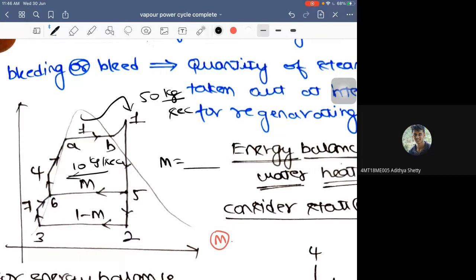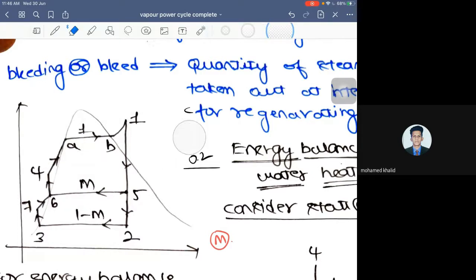Okay. Is that clear? Yes, sir. Good. Now, why do we require the value of M? There is one more concept. Whenever there is a problem on regeneration, you should always focus on this particular state, which is state number 6. It is the feed water heater state. So you should always focus on that state.